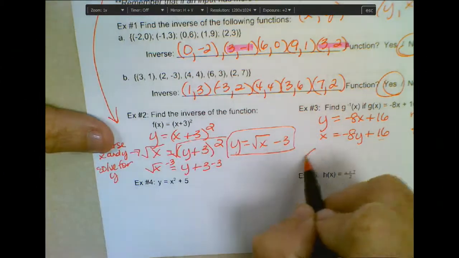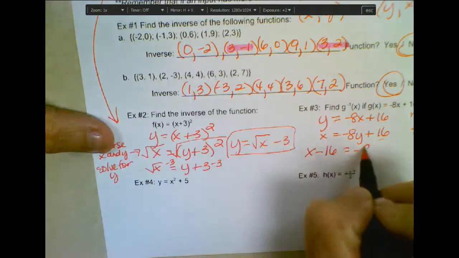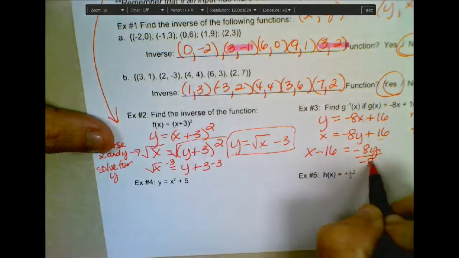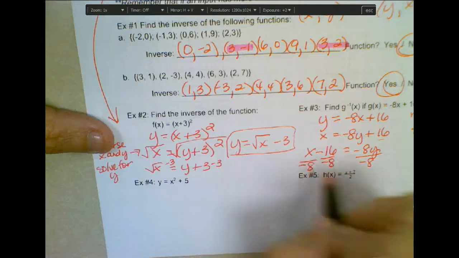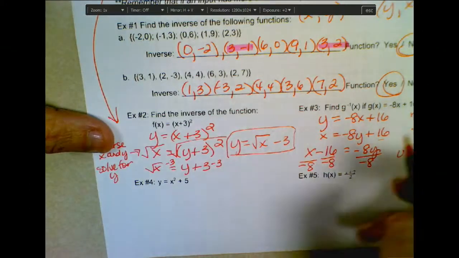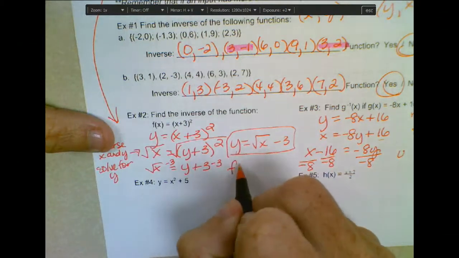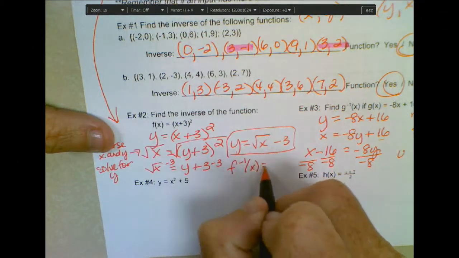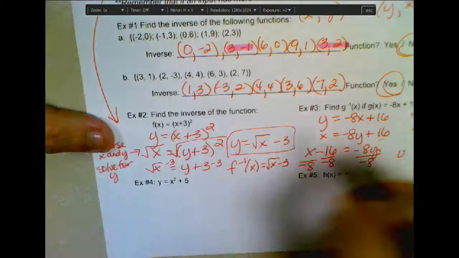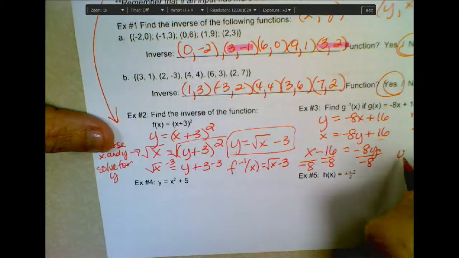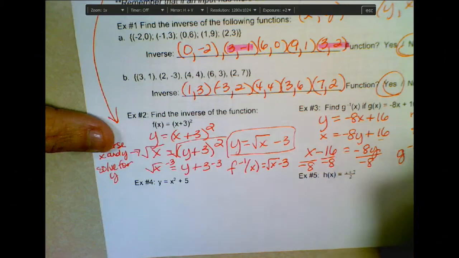So we're going to move that 16 over. We should get x minus 16 equals negative 8y. Then we have to undo that negative 8. Sorry, over here I should have written it back in function form. So that would have been f to the negative 1 of x equals square root of x minus 3. On this side, our resulting g to the negative 1 of x would equal negative 1/8 x plus 2, and we are done.